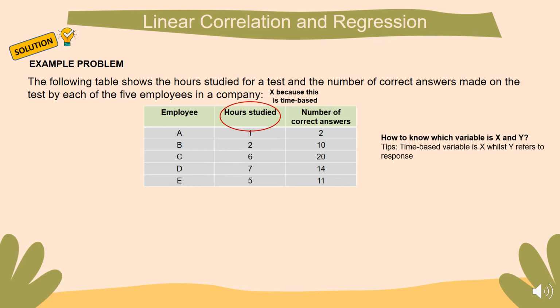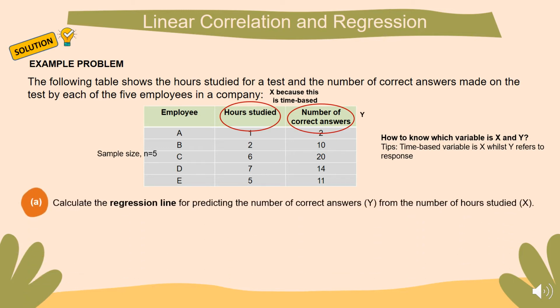If you see the employees, that's the sample size, and in this problem, the sample size is 5, because there are 5 employees. So basically, that's the brief analysis of the data before we solve the problem. We need to know what is x and what is y in order for us to assign the terms correctly in the formula of A and B. So let's have a look at the first question.